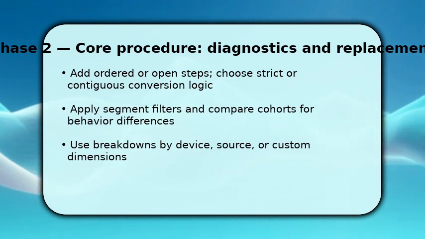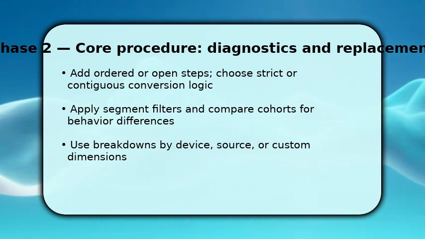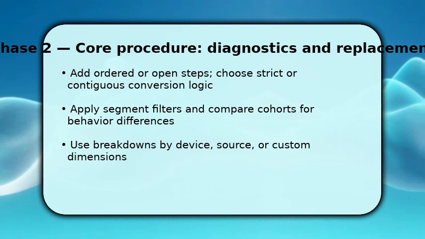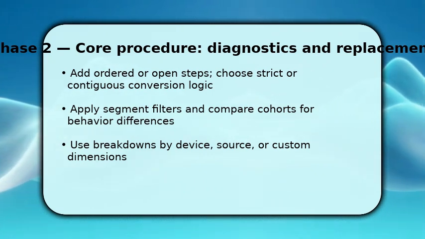Then add breakdowns like device or campaign to surface granular patterns. Keep toggling between visualization and table view so you can validate that events map correctly to expected user actions.